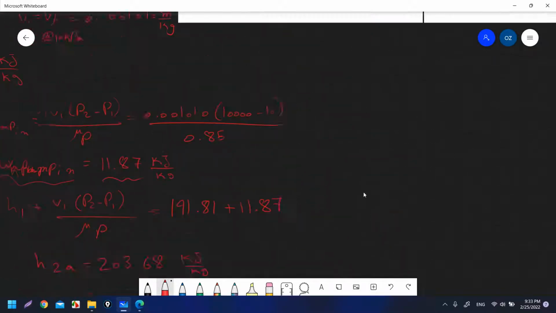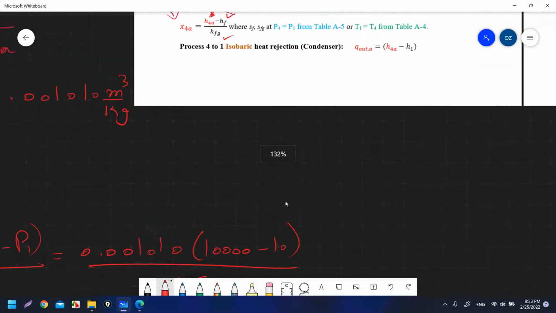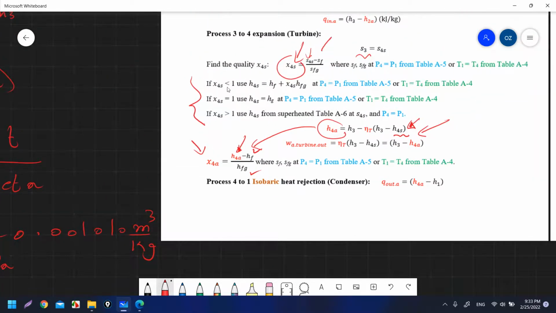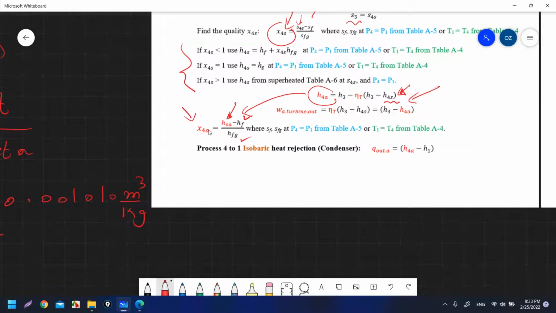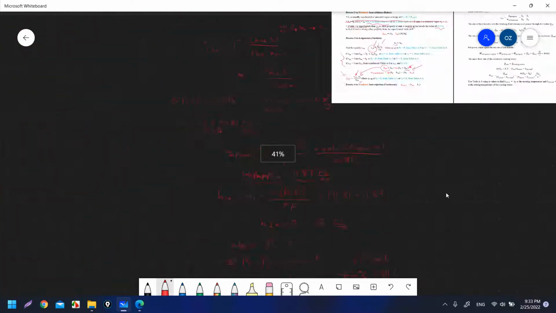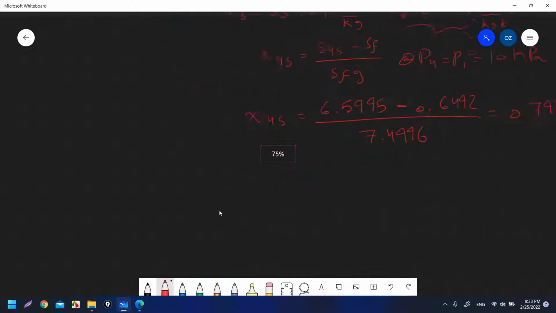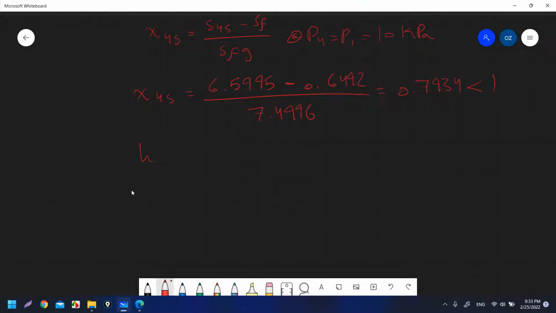So we are in this case, less than 1, so I will use this equation to find H4S, and then I will use the isentropic efficiency of the turbine equation, which we arranged to look like this, to calculate H4A. Then I can find the quality. So let's find H4S. H4S is equal to HF plus X4S times HFG, where HF is equal to H1 here because we don't have subcooling at state 1.